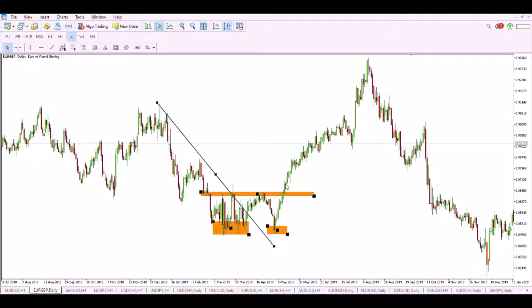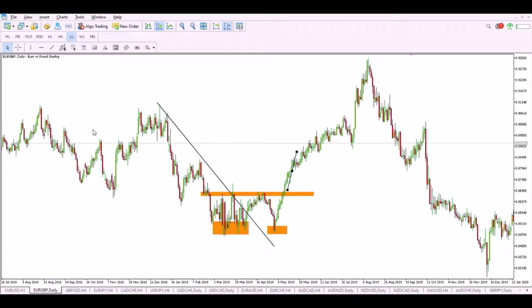And after we break the neckline, we can expect a move as big as the size of the double bottom. So we apply it right here, and we take profit somewhere in this area. Take profit somewhere here, from 70 to 100% of the height of the double bottom.